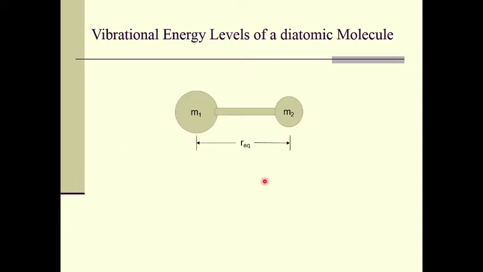Now let us consider a polar diatomic molecule like HCl. So we are considering a polar diatomic molecule. A polar diatomic molecule means the molecule which is formed by atoms of different elements, and therefore, when the covalent bond is formed between these two atoms, one of the atoms will have more electronegativity than the other.